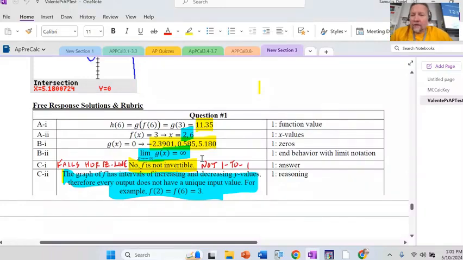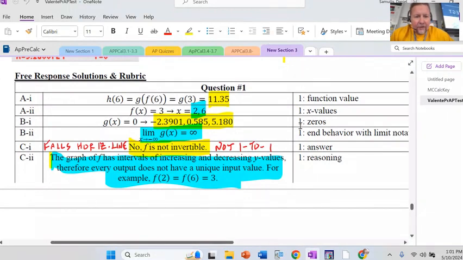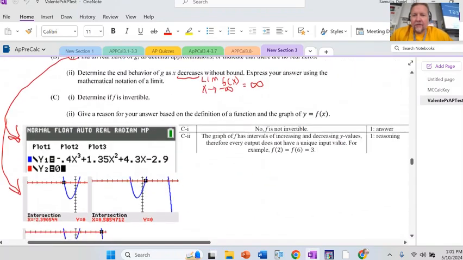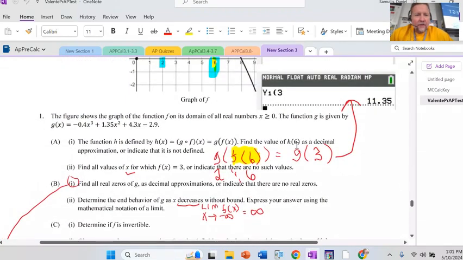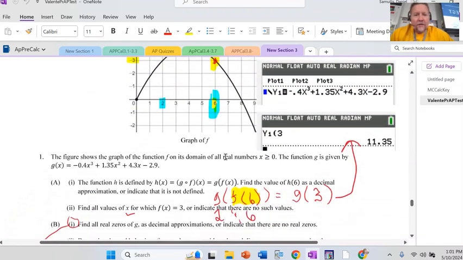FRQ number 1. Here are the answers, so you can pause the video and just get your points. I figured I'd start with that. Okay, and then next, here's how. Okay, pretty simple. Number 1, get this typed in your Y1 screen for g of x.